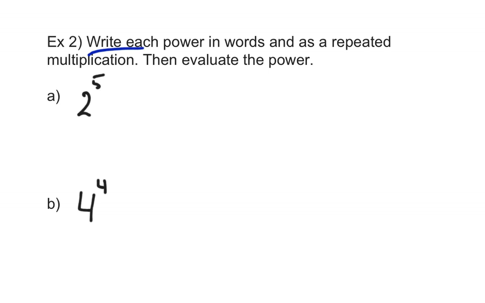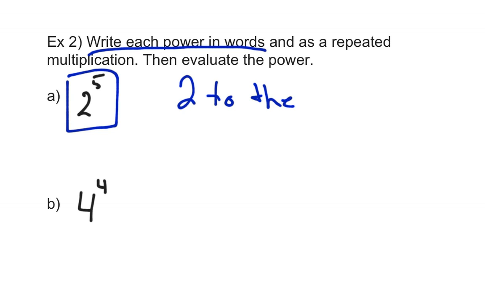So it says write each power in words. Basically, what they're asking when they say write each power in words is you want to write it out as a sentence, just like you're going to speak it. So when I look at this power here, 2 to the 5th power, listen to how I'm saying it: 2 to the 5th power. Well, that's what they want me to write down when it says write it in words. So I would simply write 2 to the 5th power. Okay, first step done. I wrote it out in words: 2 to the 5th power.